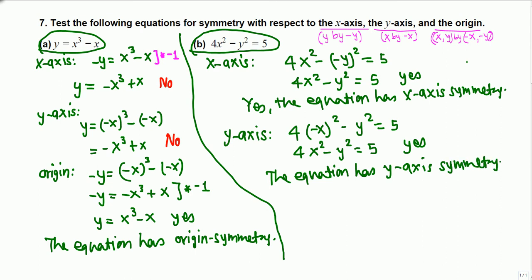And finally, we have to check for origin symmetry. For that, we replace x by negative x and y by negative y. But if an equation has both x-axis and y-axis symmetry, then it will automatically have origin symmetry. You can check, or because the equation has x-axis symmetry and y-axis symmetry, it also has origin symmetry.